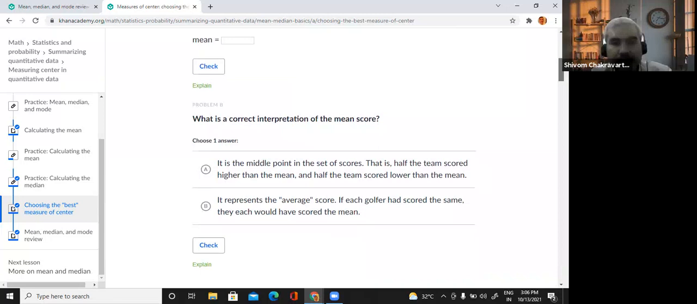Now, what is the interpretation of this? What answer you will get, that is the middle point in the set of scores. That is, half the team scored higher than the mean and half the team scored lower than the mean. That is the interpretation. So you have to choose the correct answer. It represents the average score. If each golfer had scored the same, they each would have scored the mean. Which one is correct? Now this is a little bit tricky.